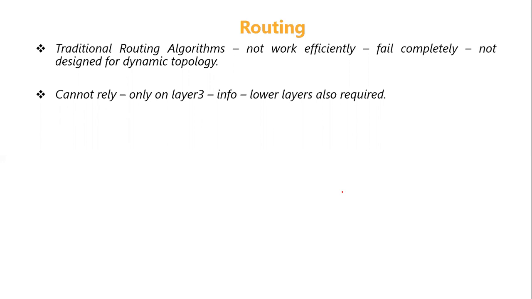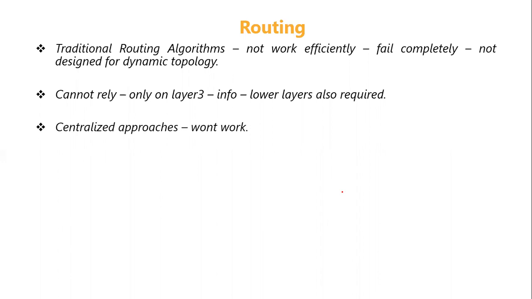Another reason is that routing in wireless ad hoc networks may not rely only on layer 3 information. It may need information from lower layers also, concerning the connectivity or interference. That can help the routing algorithms to find a good path. Whereas the conventional or traditional routing algorithms rely only on layer 3.